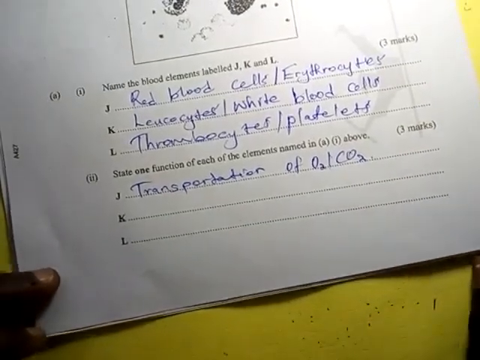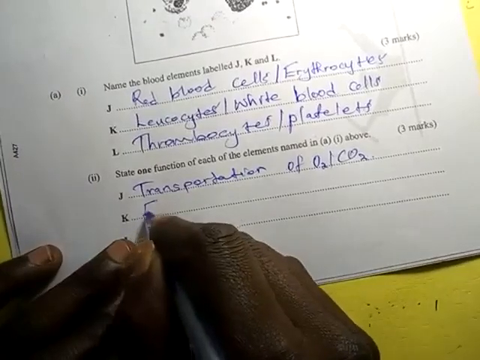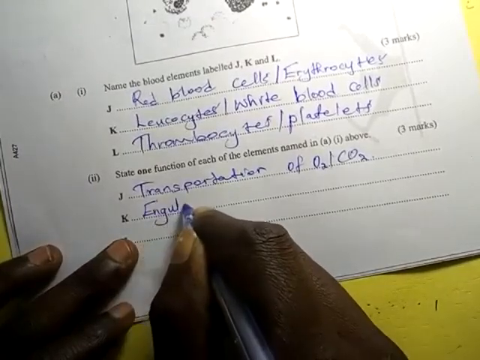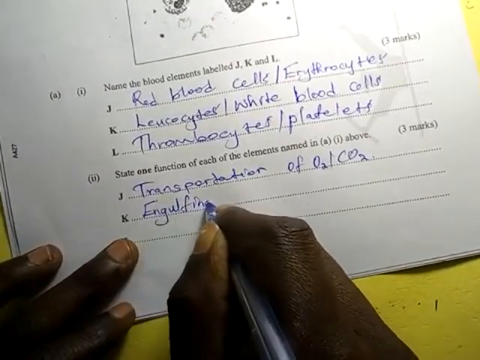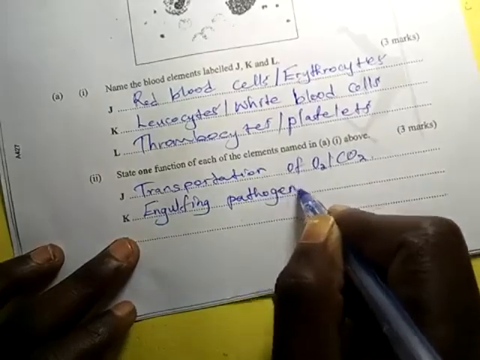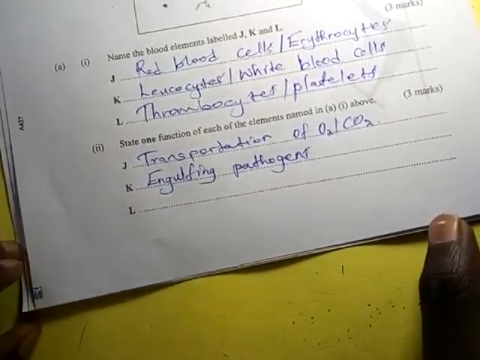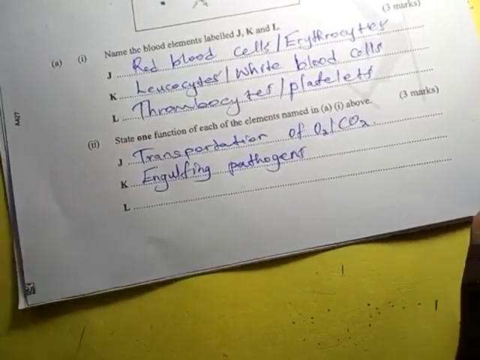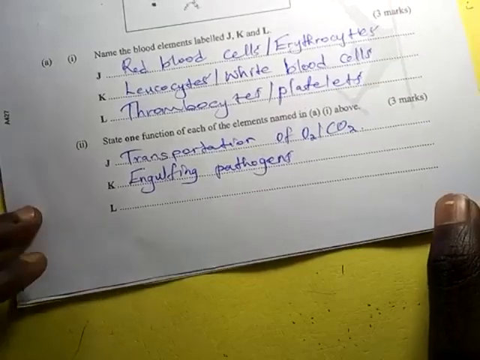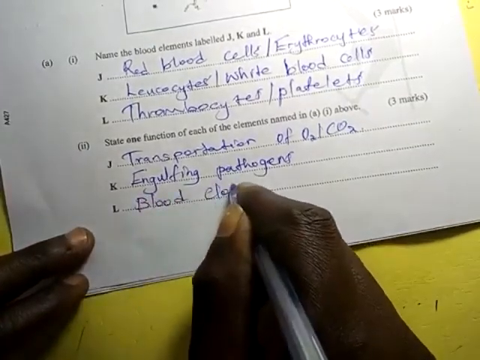And K, which is the white blood cell, protects by engulfing. To engulf is to surround. They engulf pathogens. These are the microorganisms causing diseases. L, the platelets, helps in the blood clotting process.